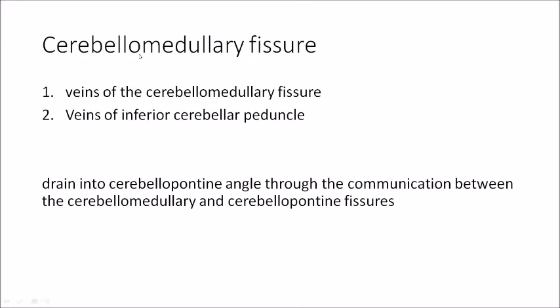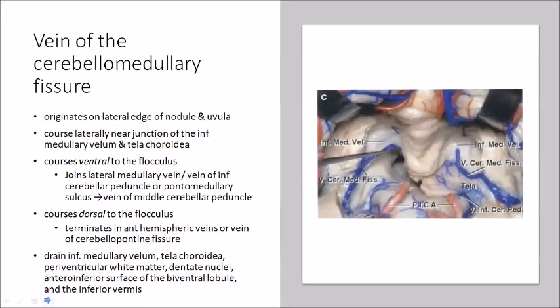The group of veins crossing the cerebellomedullary fissure consists of the veins of the cerebellomedullary fissure itself and veins of the inferior cerebellar peduncle. These drain into the cerebellopontine angle through the communication between the cerebellomedullary and cerebellopontine fissures. So first we talk about veins of the cerebellomedullary fissure itself. They originate on the lateral edge of the nodule and uvula. They course laterally near the junction of the inferior medullary velum and tela choroidea.